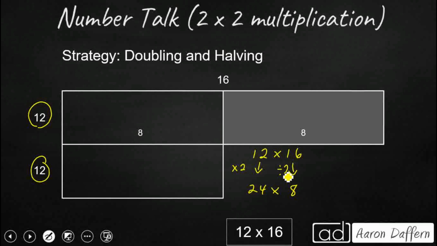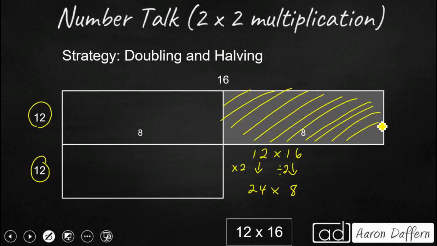So if we take one factor and double it, we take the other factor and cut it in half. And that's why we've got this 16 cut in half. We're going to get rid of half of it to where it's just 8. Guess what? 12 times 16 is the same thing as 24 times 8.